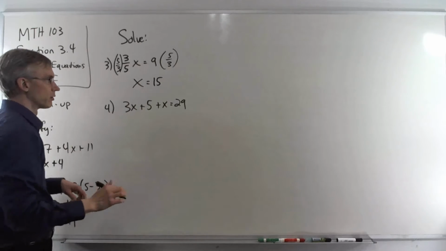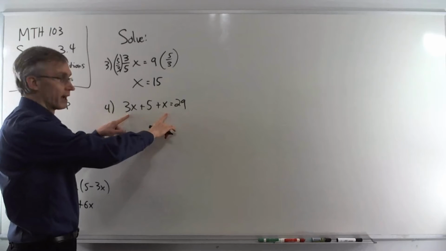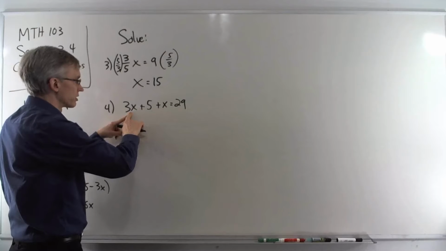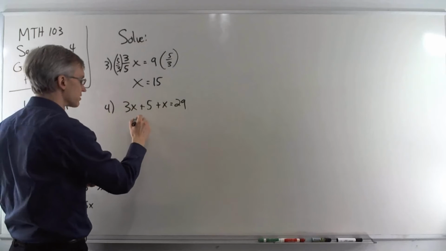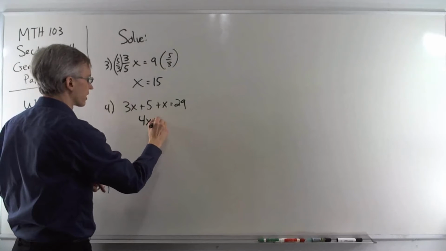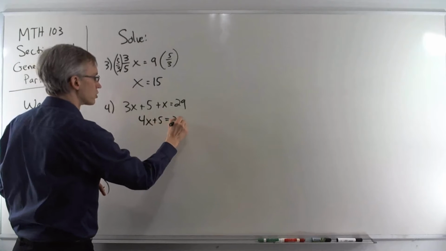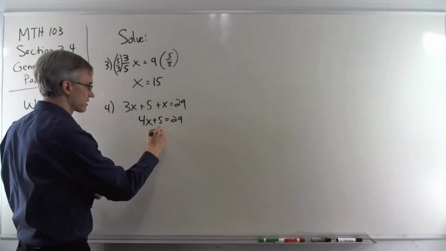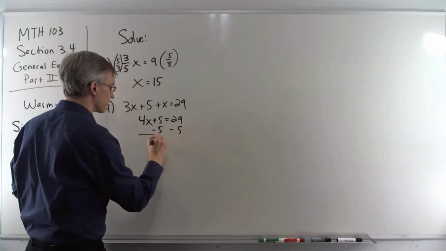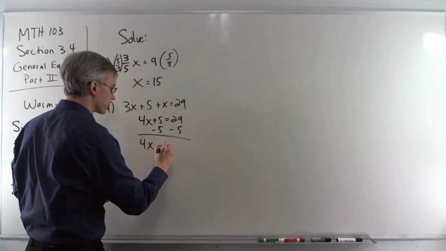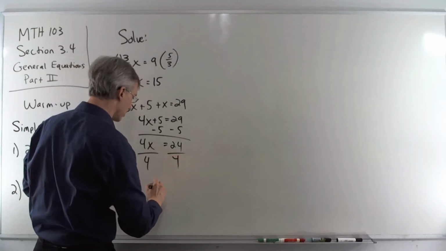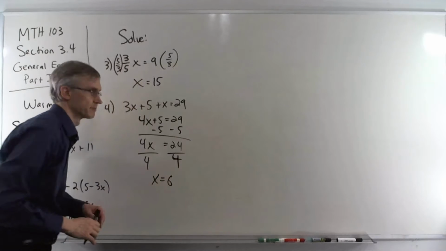Now with this one, I always want to start by simplifying as much as possible. We've got some like terms on one side of the equation, so let's combine those. 3x plus x is 4x. So we got 4x plus 5 equals 29. Now we can subtract the constant from both sides, -5 minus 5. 4x equals 24. And we'll divide by the coefficient. We get x equals 6.